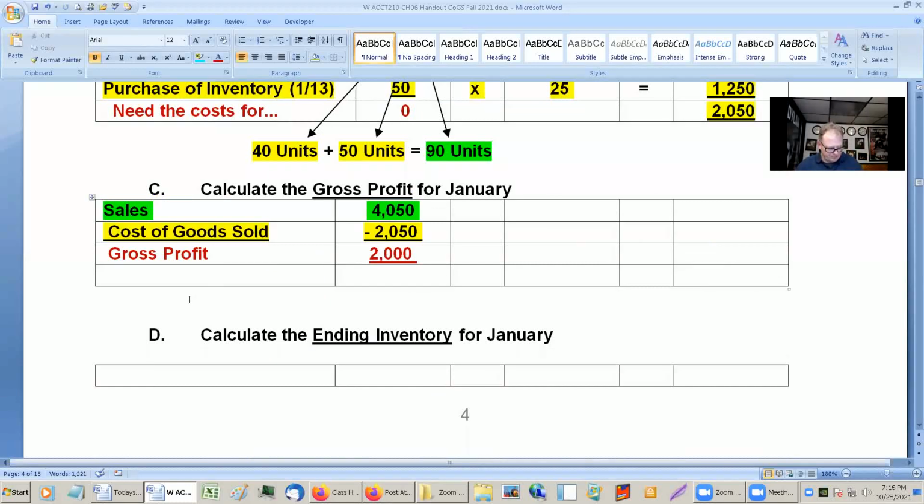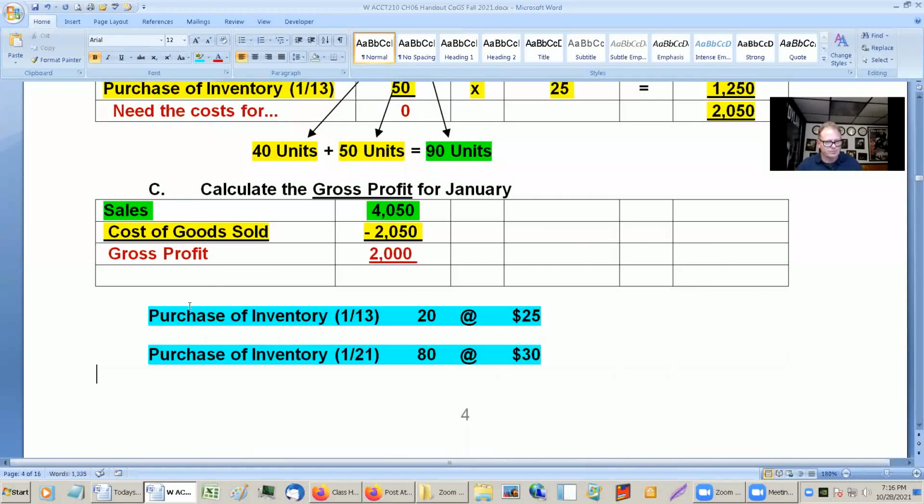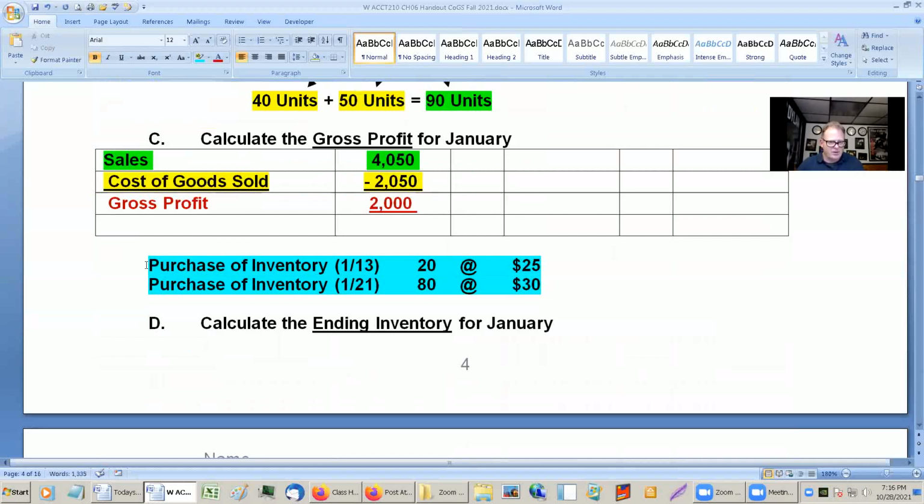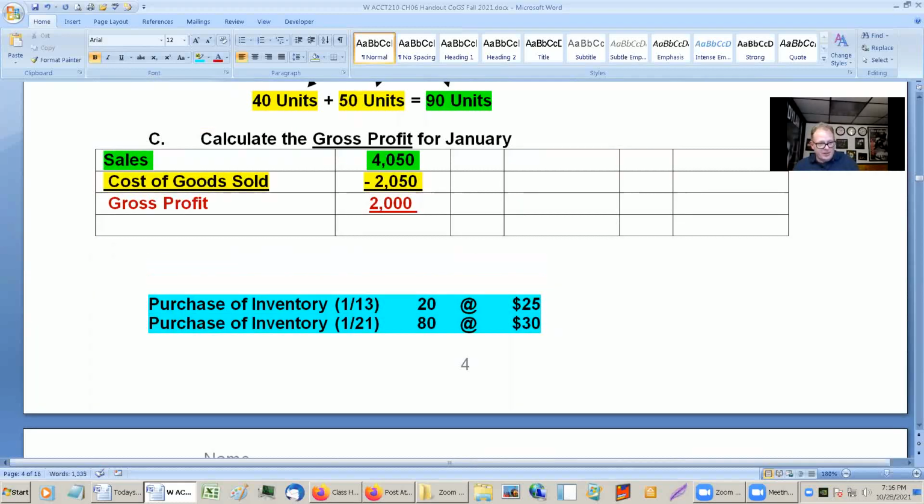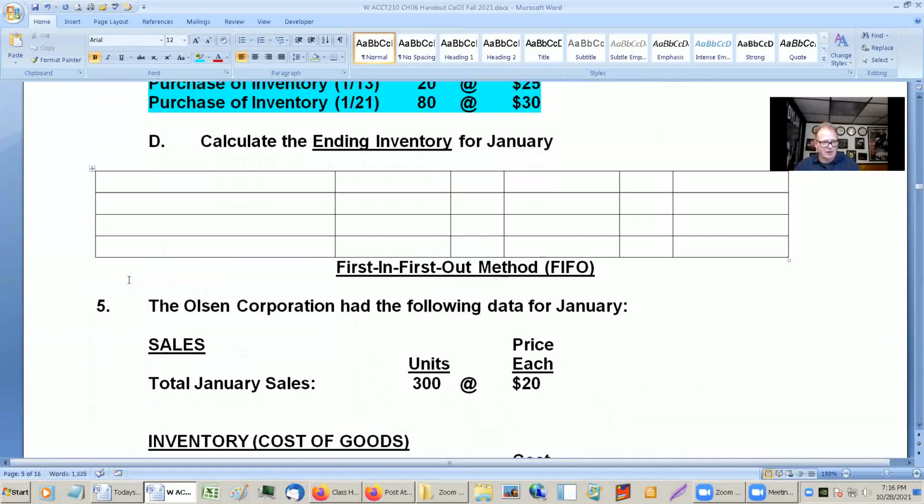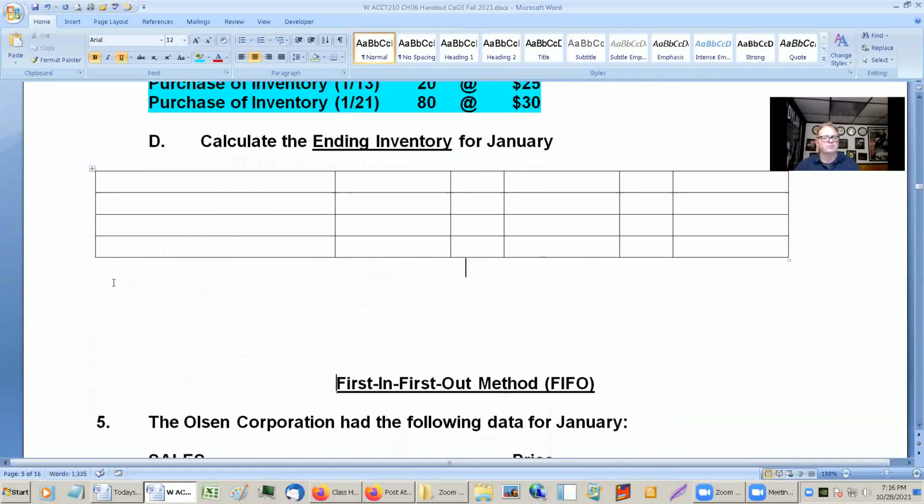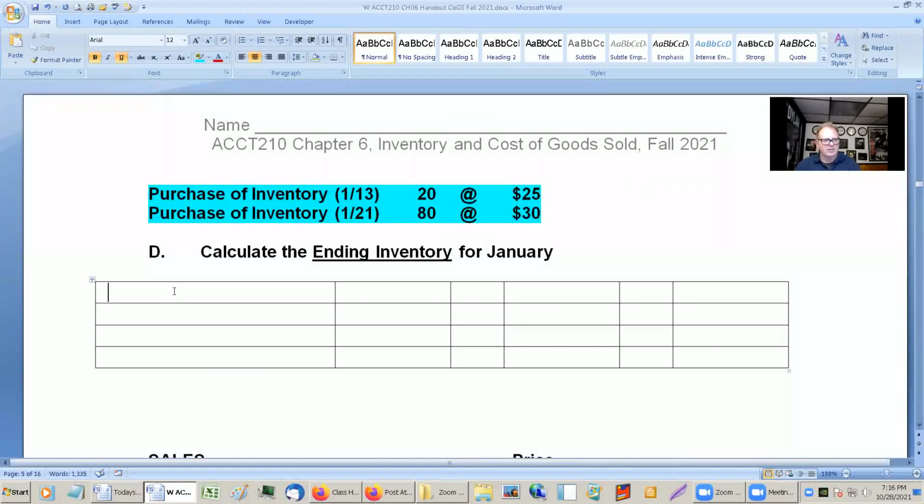Coming down here, I don't think there's any way I'm going to get it on the same page. I'm just going to kind of come down here. Okay, so any inventory.